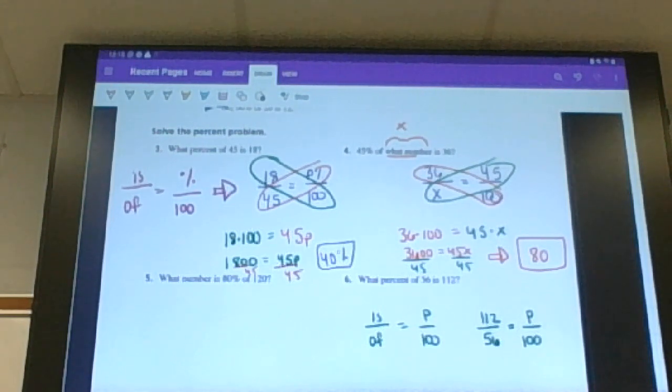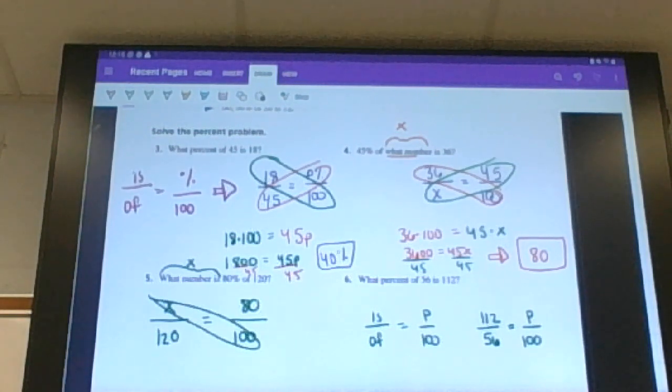Inverse operations be like, what number is 80% of 120? So I'm going to put the of number in the bottom. I'm going to put the percent. The 100 is always there. And then this time we don't have an is, so next to the is is where we're going to put our letter. So we start off with the x. Our first butterfly wing is 100x, and our second butterfly wing is 80 times 120.